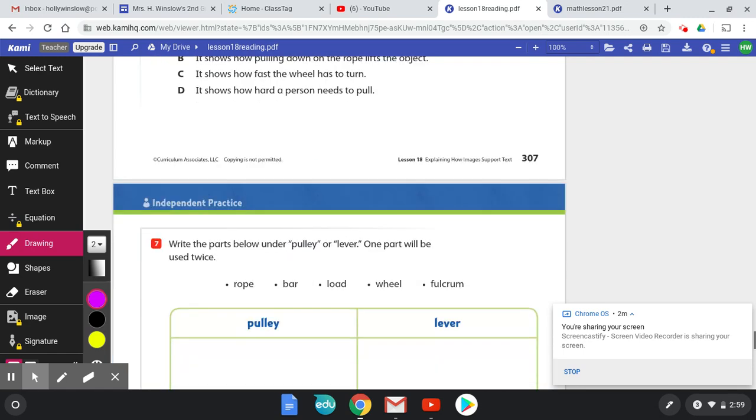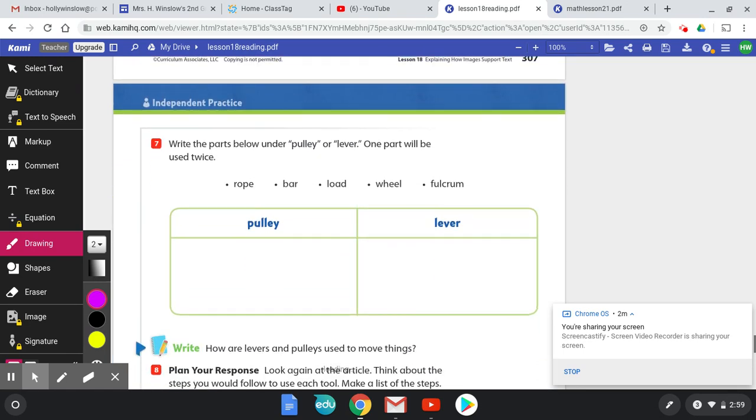Number 6 is multiple choice. Number 7, it says write the parts below under pulley or lever. One part will be used twice. So remember guys, one part's going to be used twice. So one of these words is going to be put in both places. So you'll go through and you're going to write rope, bar, load, wheel, and fulcrum, and whichever side they go under, and one of those is going to be in both sides.